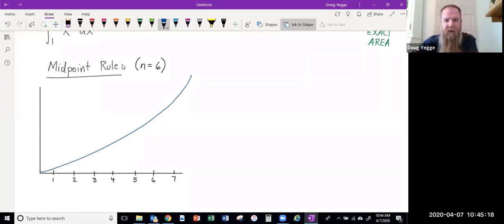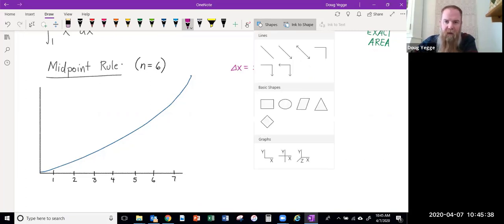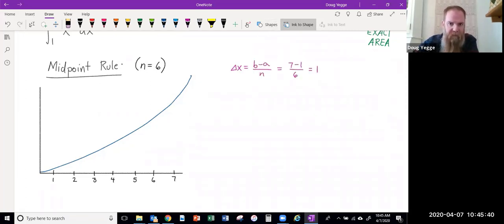Now we're breaking it up into 6 individual pieces. So first of all, our delta x is equal to b minus a over n. I made this one nice and easy because 7 minus 1 over 6 is just 1. So that means that each of these values here should extend from the x-axis straight upwards.